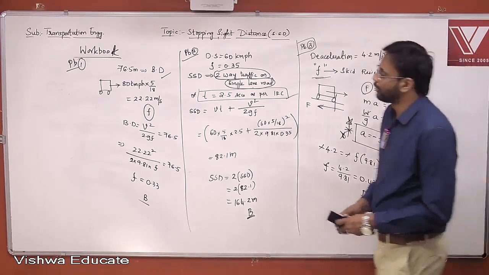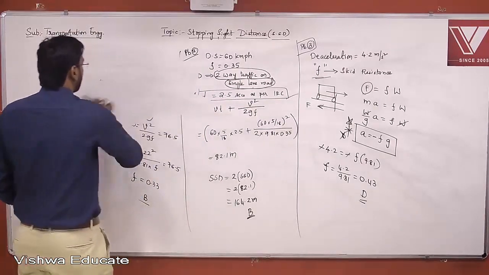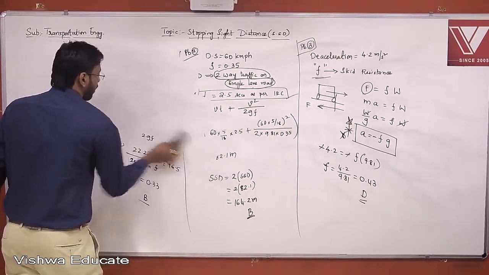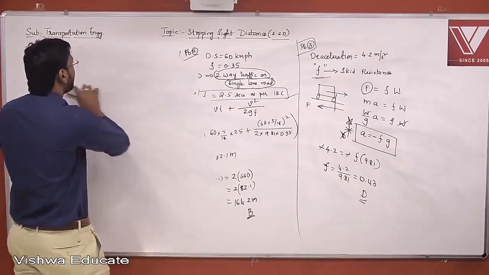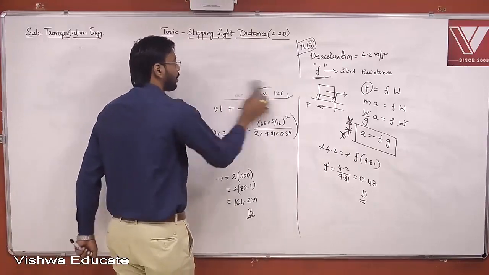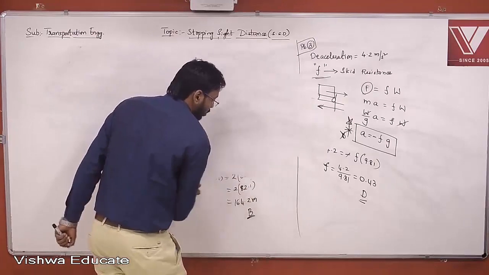Yeah, I hope you are done with the writing part. Now let us solve some more problems related to the same stopping sight distance. Now let us increase the difficulty. These are very simple problems what we have solved till now. Of course, these are also previous GATE questions.